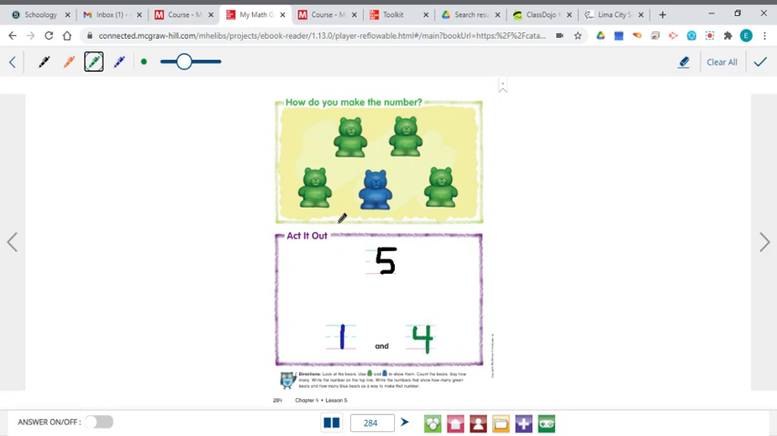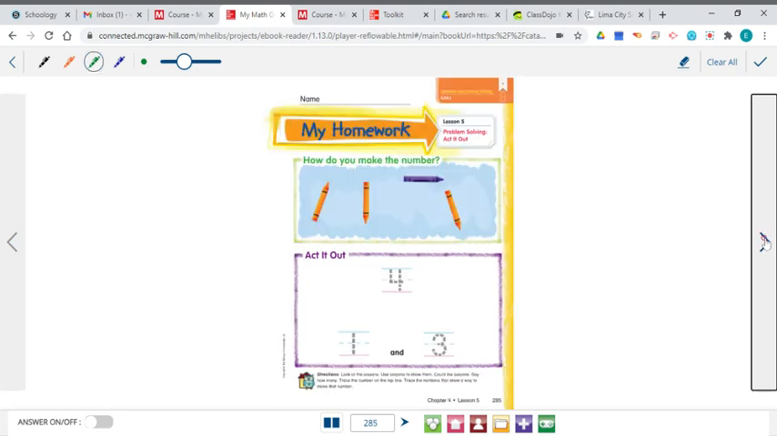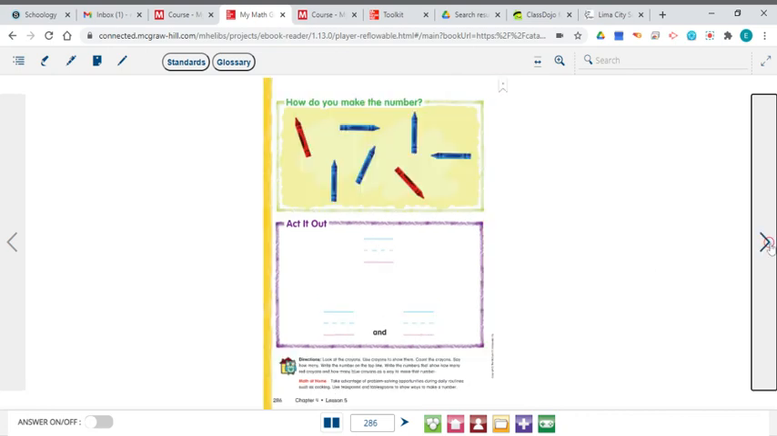So we could take that group of 5 bears and separate it into a group of 1 and a group of 4. You will be doing exactly the same thing. You're going to be doing that with these crayons. You're going to be separating that group of 4 and making it into 2 different groups that still equal 4. And the same thing on page 286. That's what you'll be doing. And when you're all done, you can upload your work to Schoology.